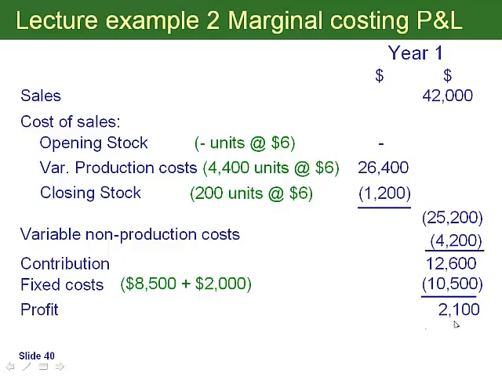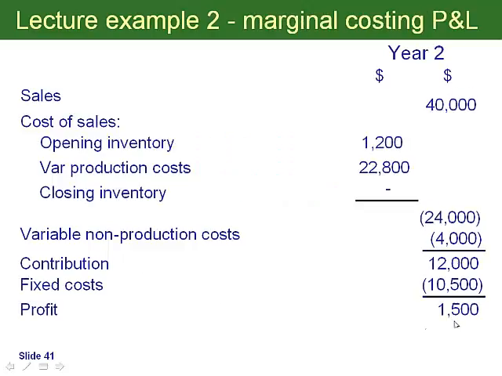So if we then have a look at year two, you can see here that this time we have contribution of $12,000, getting down to a net profit of $1,500.